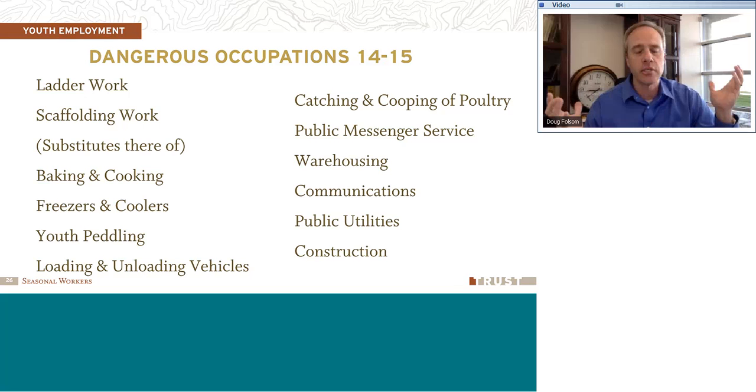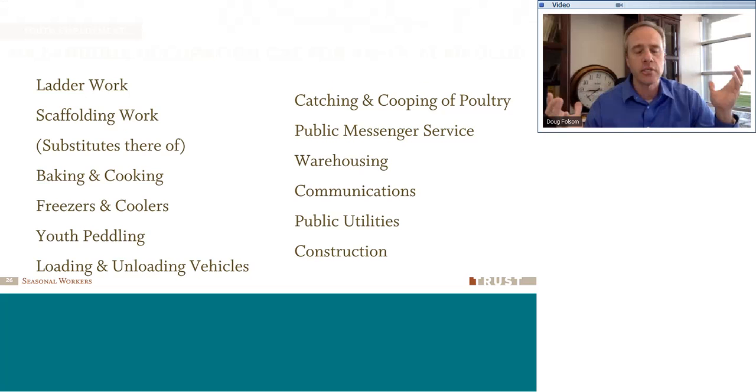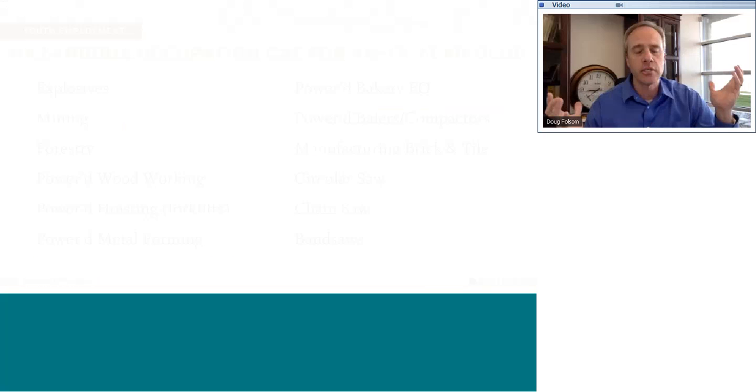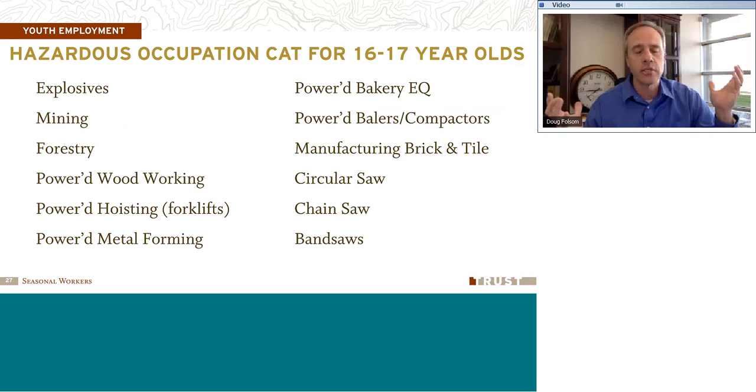No transporting, handling, working in or around areas where explosives are being used. Again, mining is not permitted for 16 and 17-year-olds. There's a lot of different types of forestry work, including fighting forest fires, doing fire prevention in forests, and other types of forestry work that is precluded for 16 and 17-year-olds. Powered woodworking equipment. Now, with the 16 and 17-year-olds, they don't say that you can't use powered tools, but they do list specific powered tools that they can't use.